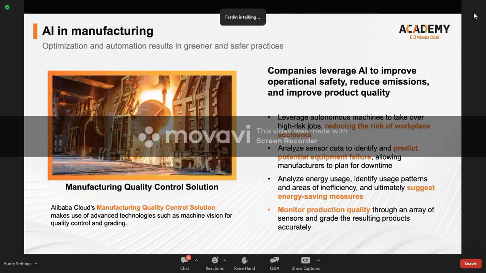Next, we have AI in manufacturing. In the manufacturing sector, there are some locations in the system where it is risky for humans to enter, right? So we use machines with the help of AI to do that. We leverage autonomous machines to take over these kinds of high-risk jobs, and this will also reduce the risk of workplace accidents. It will also help to analyze sensor data to identify and predict potential equipment failure. So there is no need for humans to go into such places. The robots will be able to do it.